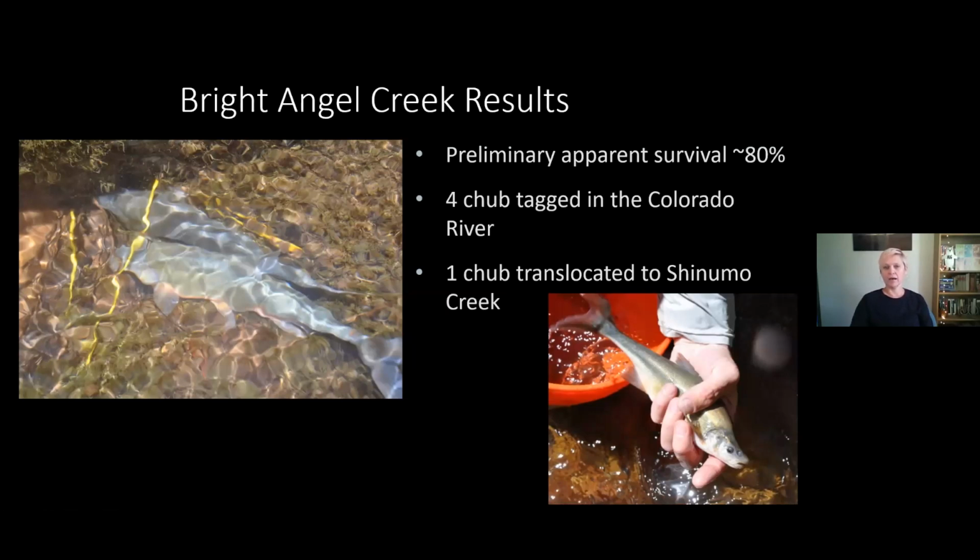But our preliminary apparent survival, which takes into account fish that have either survived and stayed, so this doesn't count any fish that left the creek, we're seeing about 80% apparent survival of the translocated fish into Bright Angel. We also have seen 4 chub that were initially tagged in the Colorado River and have come up into Bright Angel Creek. And 1 that was translocated into Shinumo Creek has come up into Bright Angel Creek as well. So we're excited to continue to watch those interactions.